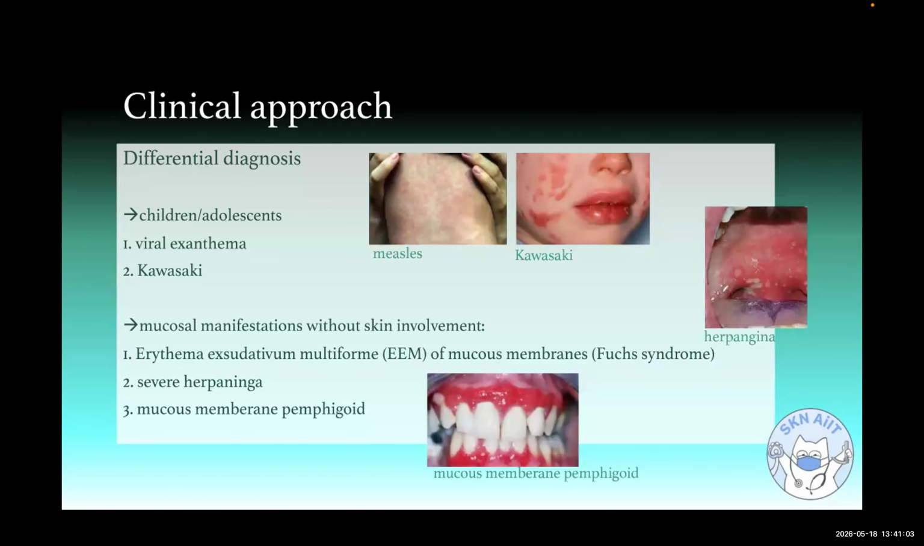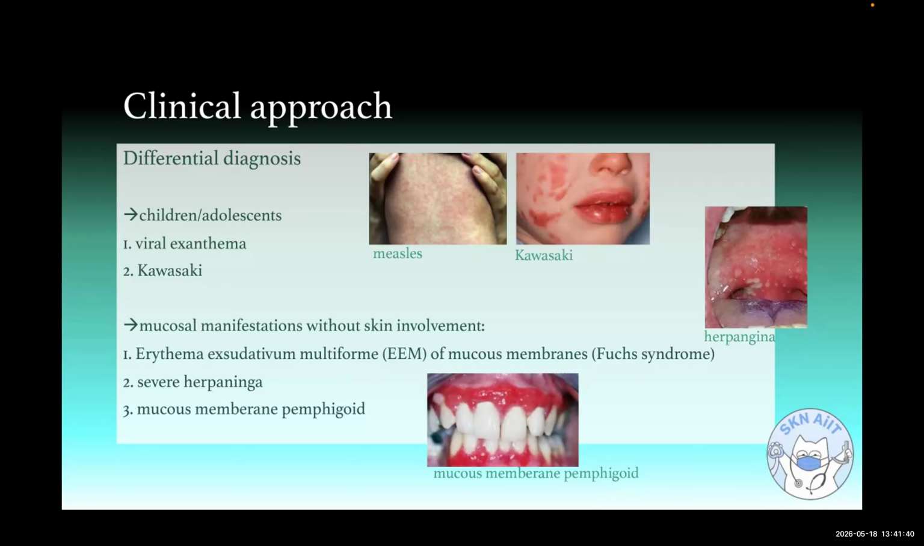I would like to say a few words about the clinical approach to patients with toxic epidermal necrolysis. First of all, it is crucial to distinguish Lyell syndrome from other skin diseases. For example, measles and Kawasaki disease, similarly to Lyell, may present with prominent skin lesions and mucosal lesions. However, they lack the rapid disease progress and necrosis and Nikolsky sign, which are characteristic for Lyell.